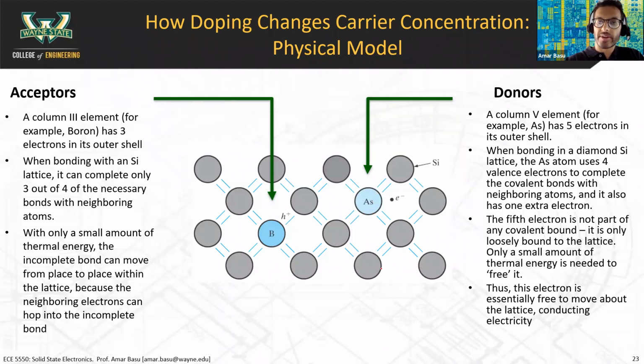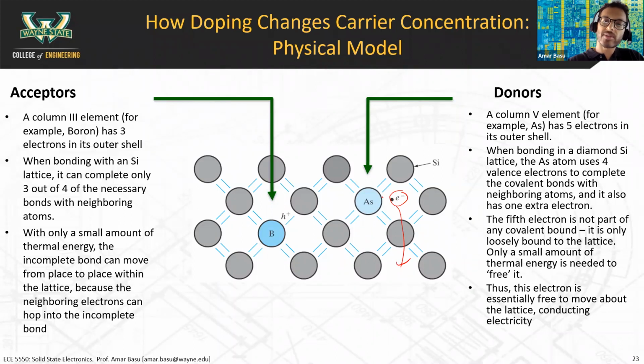So this is a donor, arsenic. Arsenic has a certain number of protons in its nucleus, and then it has a corresponding number of electrons. The number of electrons is equal to the number of protons. When arsenic bonds into the lattice like this, it uses four of its outer shell electrons to form bonds, and then it has this one extra one that's left over. This electron might move somewhere else.